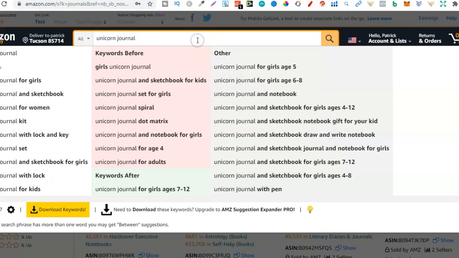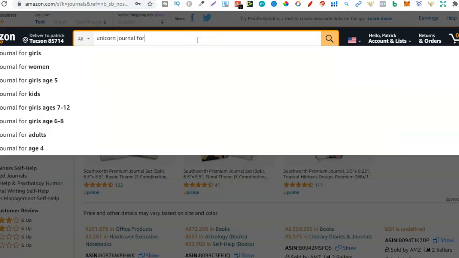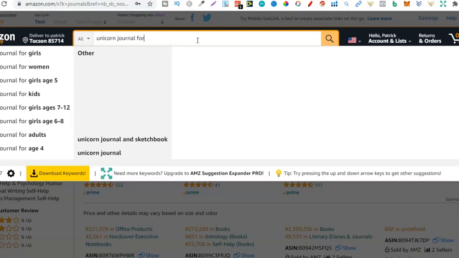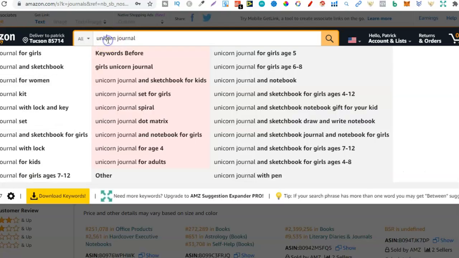Now if we change it at the end and put 4, it's going to bring up those age ranges. So right here, age 5, 7 to 12, 6 to 8, age 4. So again, just more and more keywords, and this is just by using Suggestion Expander, which is completely for free. But now let's take away 4, because with journals you can put anything at the beginning. So let's take away that.